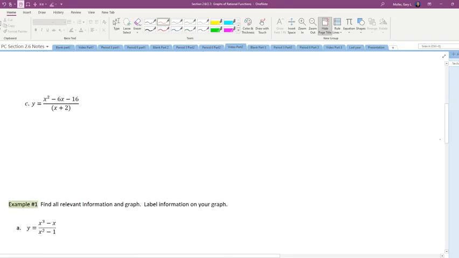All right, part C. Let's look at the degrees. Ooh, I have a weird situation here. I have a degree on top that is bigger than the bottom. That means no horizontal asymptote.